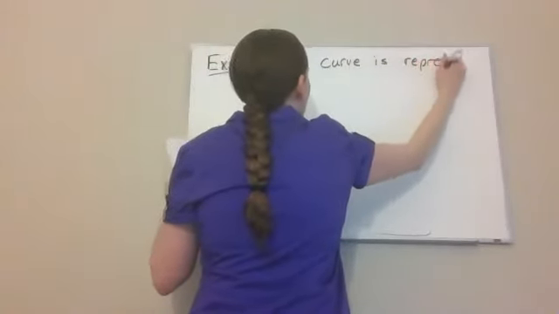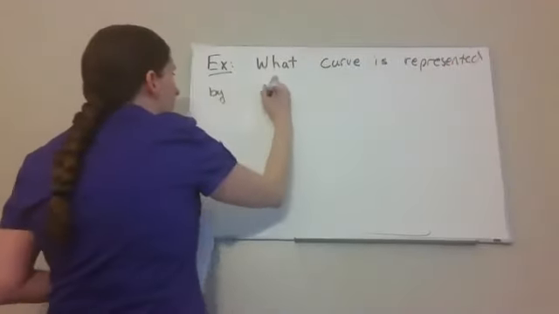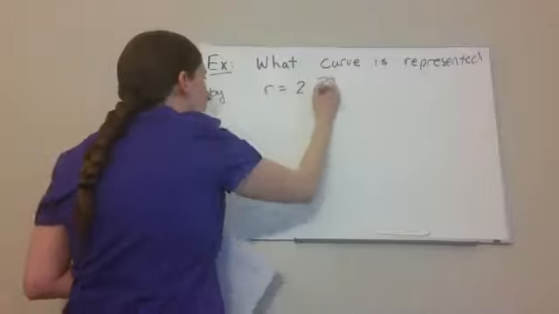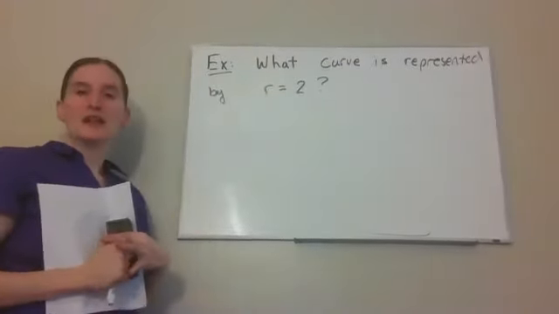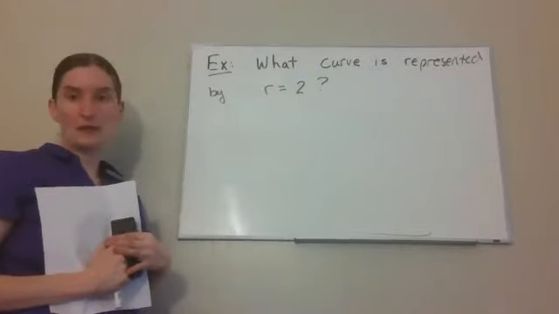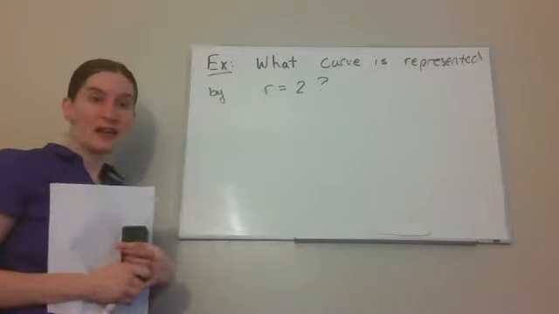So what curve is represented by the polar equation r equals 2? So let's think about what that means. They're talking about the distance from the pole is 2. But notice that I don't have any thetas that I'm dealing with here, so theta can be anything.